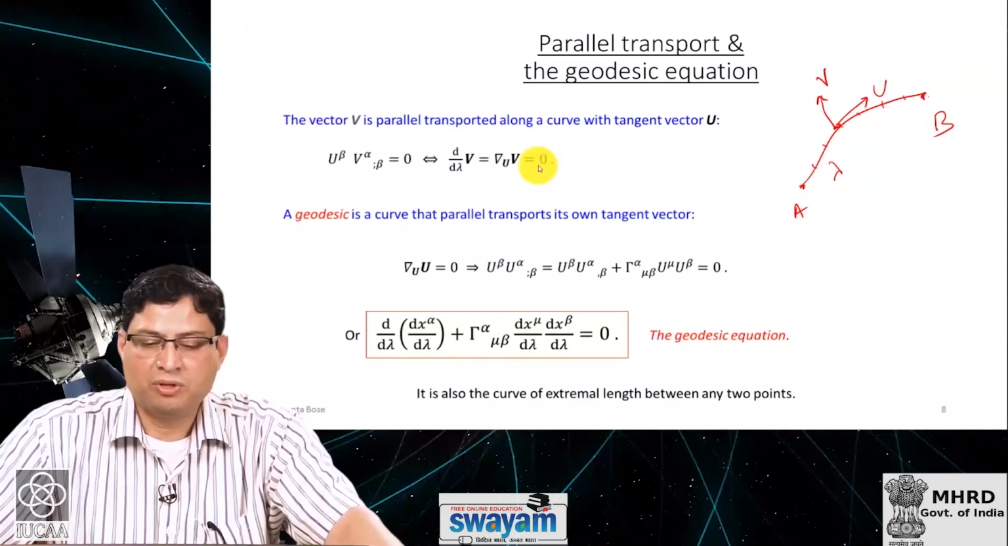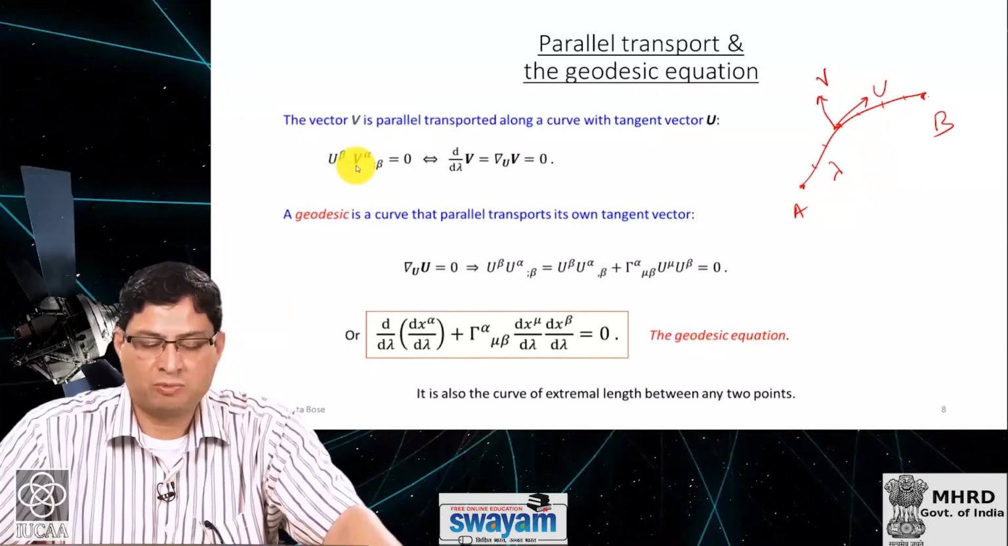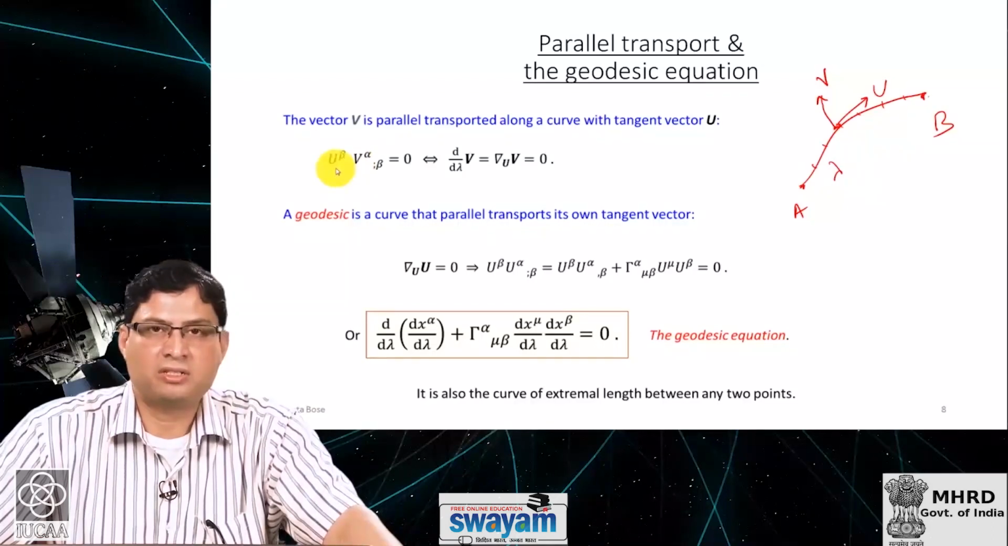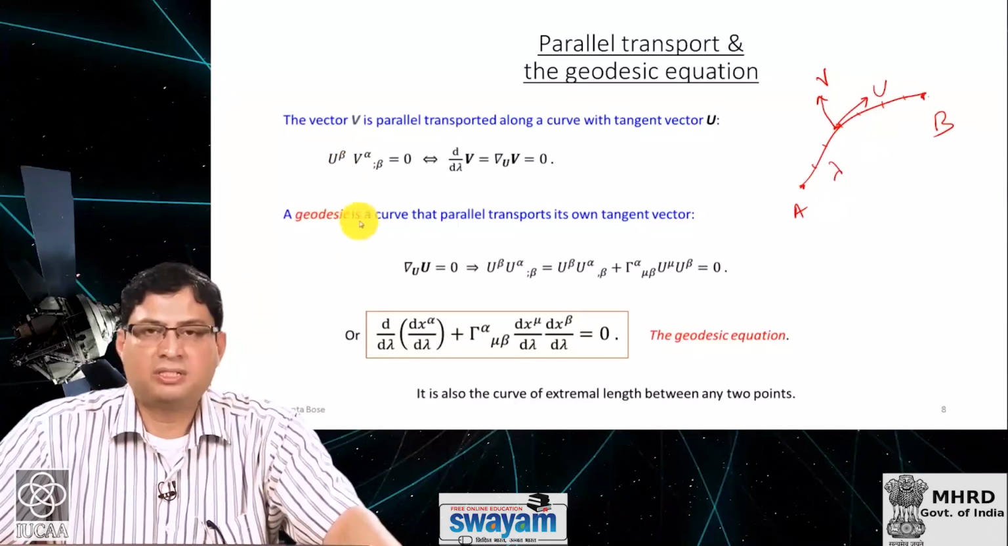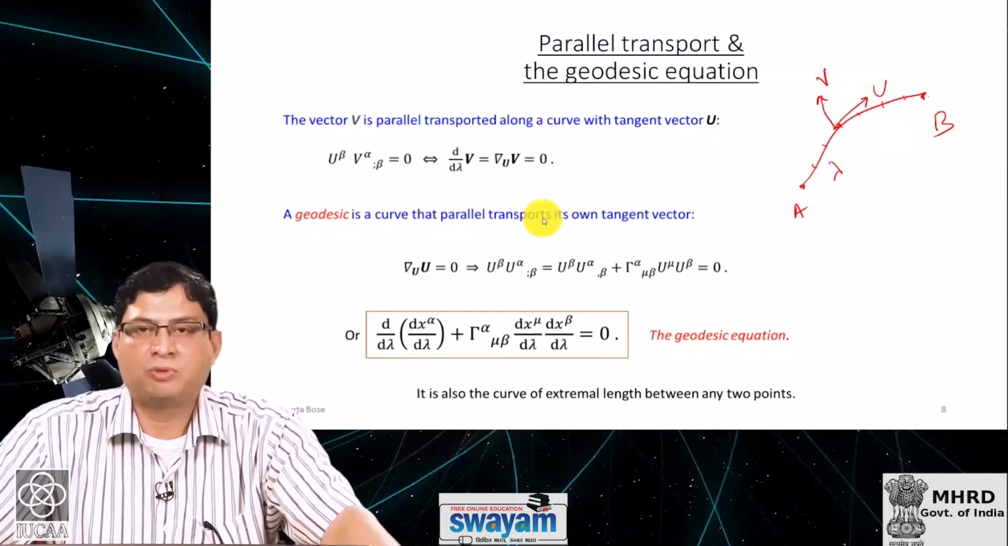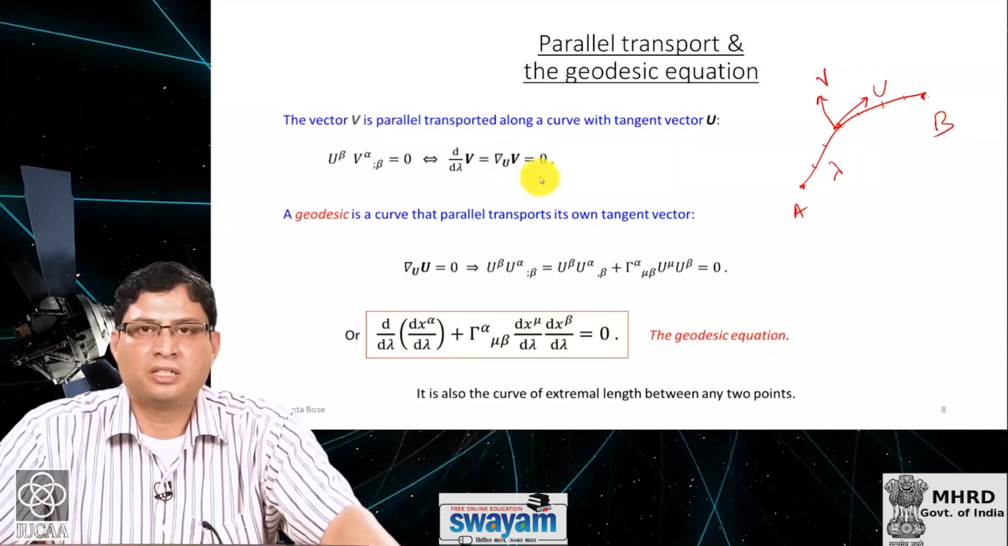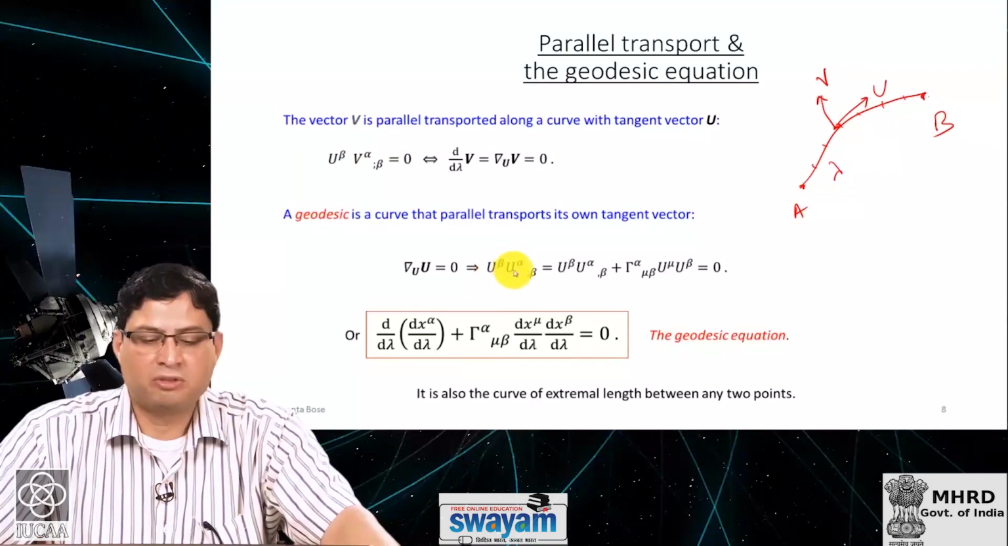And if this is 0, you say that v, the 4 vector, has been parallel transported along a curve whose tangent vectors are u. A geodesic is a curve that parallel transports its own tangent vector, which means here this equation is satisfied with v replaced by u itself. In other words, the covariant derivative of u projected on u is 0, and in terms of components, that means that u^β contracted with the covariant derivative of u^α is 0.